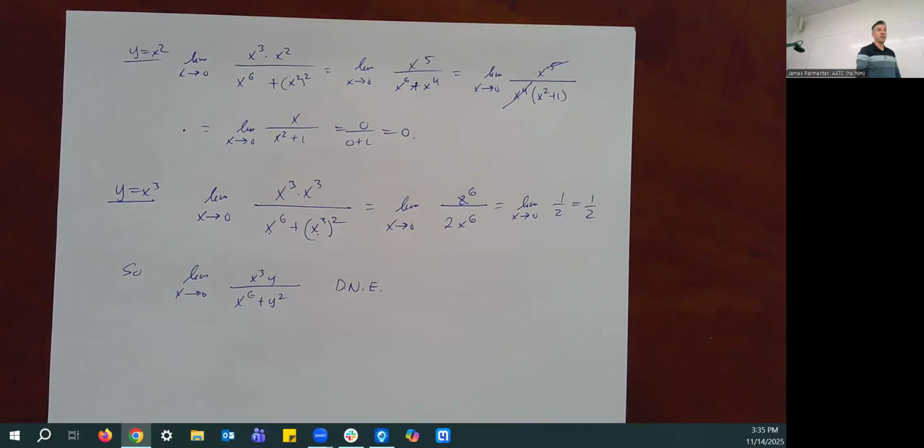Because showing a 0 over 0 limit does exist, when it exists, is kind of terrible. We talked about a couple examples at the end of class last time where we used either a squeeze theorem argument or we used polar coordinates to show that the limit existed.